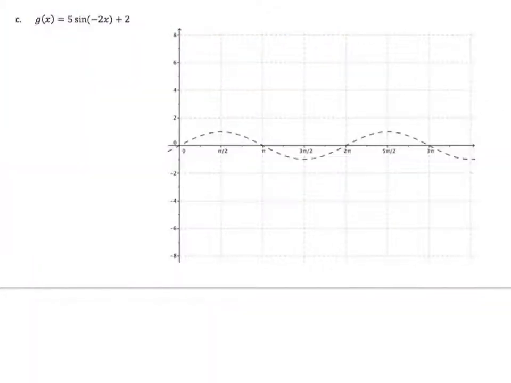Okay, all right, this is tons of fun. I'm enjoying this immensely. Amplitude is 5. Our omega is -2, so we just reflected it over the horizontal axis.